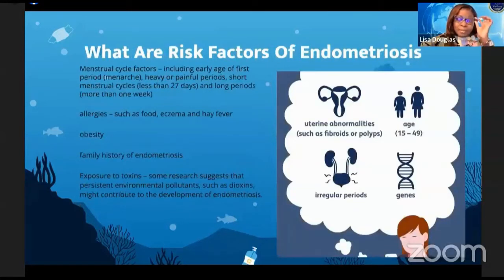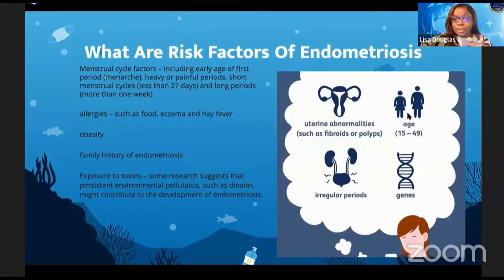What are the risk factors of endometriosis? Menstrual cycle factors, including early age of first menarche, which is your early signs of having your menstruation, heavy or painful periods, short menstrual cycles less than 27 days, and long periods more than a week. Allergies such as food, eczema, and hay fever, obesity, family history of endometriosis, exposure to certain toxins. Some research suggests that persistent environmental pollutants such as dioxins might contribute to the development of endometriosis.